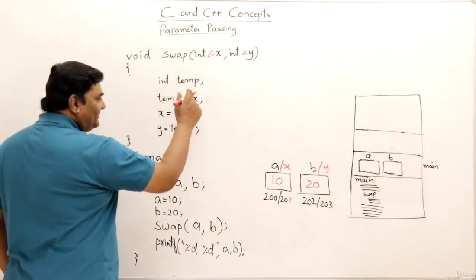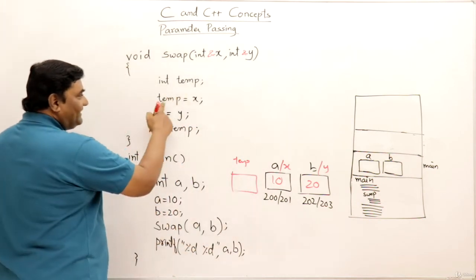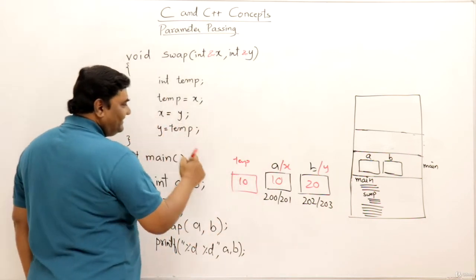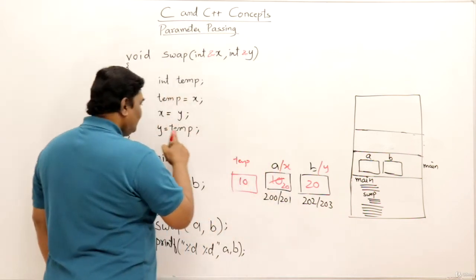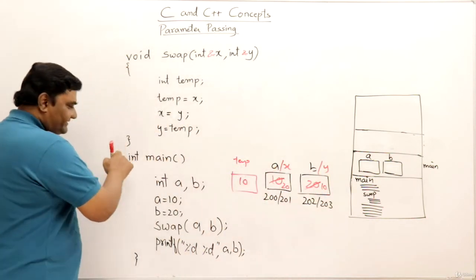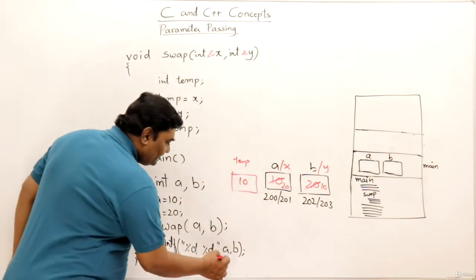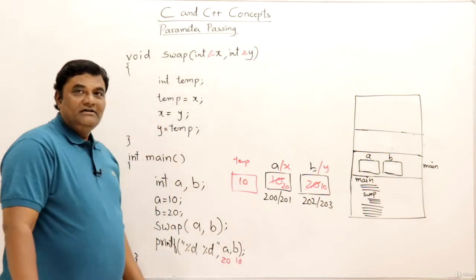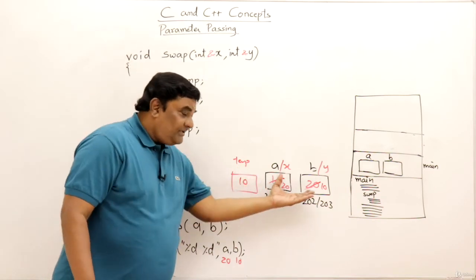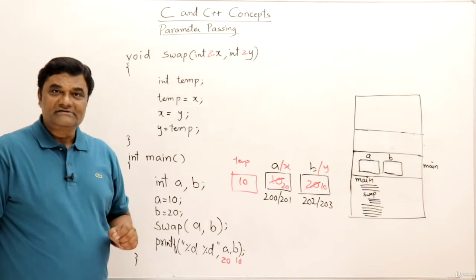Now let us continue. The temp variable is declared. Then temp is assigned X, so the X value is stored in temp. Then X is assigned Y, so this becomes 20. Then Y is assigned temp, so Y becomes 10. The function ends. Control comes back to this line. Print what are A and B? 20 and 10. So you can see that when these formal parameters X and Y are manipulated, the actual parameters are modified. That's it. This is called by reference.